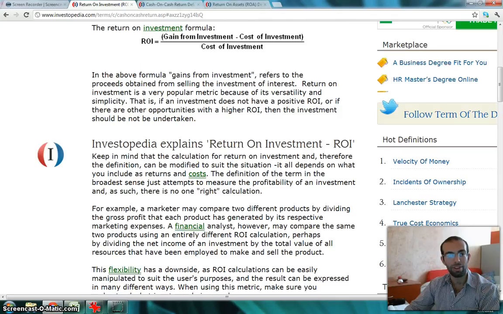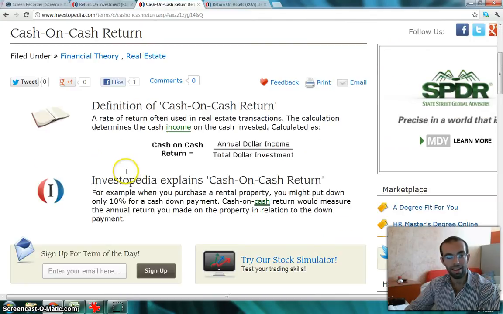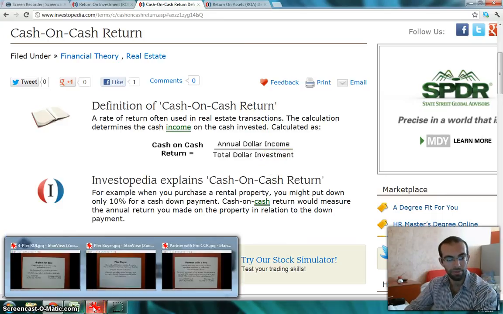So I also looked up cash on cash return, and it's a little bit more clear cut than return on investment. It's simply annual dollar income divided by the total dollar investment. So let's use an example here and run through it together.